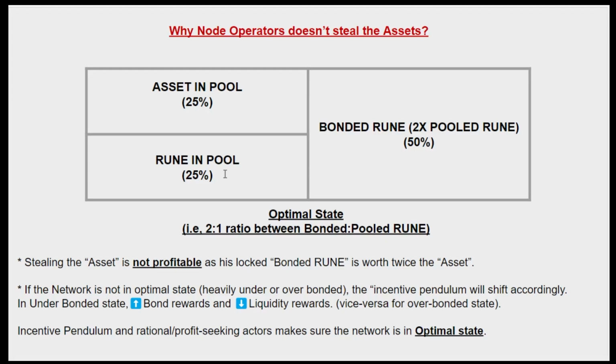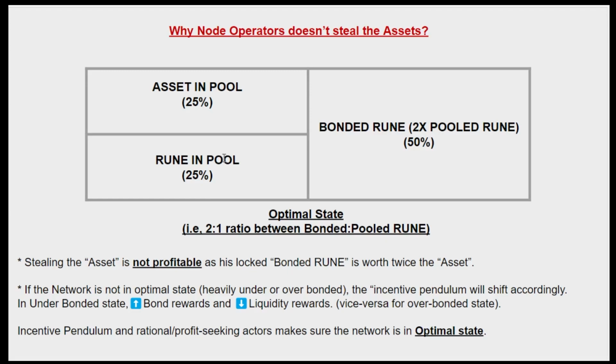So you might be wondering why node operators don't steal the assets in the liquidity pools. For you to understand this, you will first have to understand the optimal state of the network and the 2:1 ratio between bonded rune and pooled rune in the network. So every new asset in the liquidity pool requires an equal amount of rune in the pool to maintain the 50:50 ratio, the basic AMM structure.